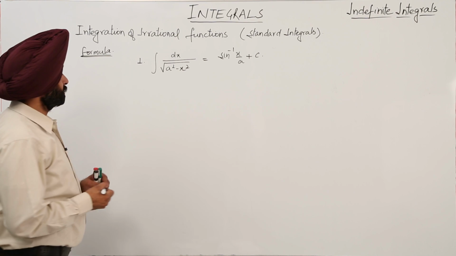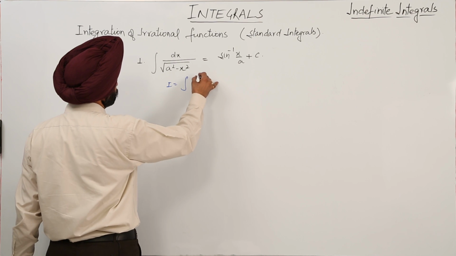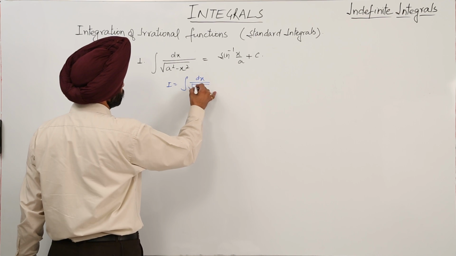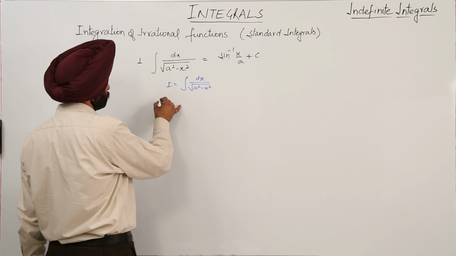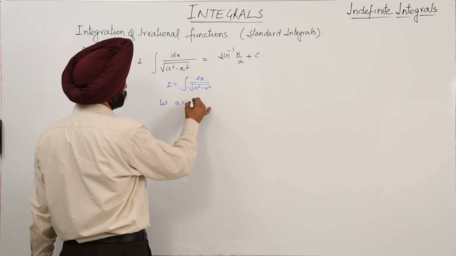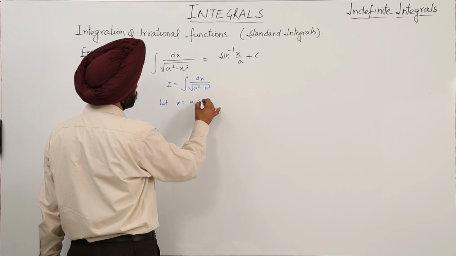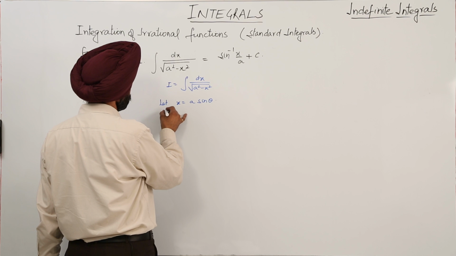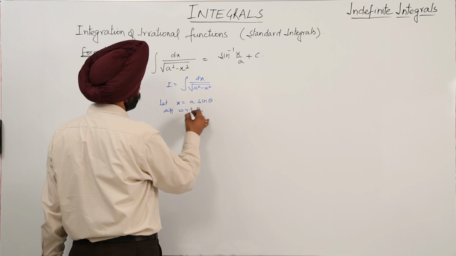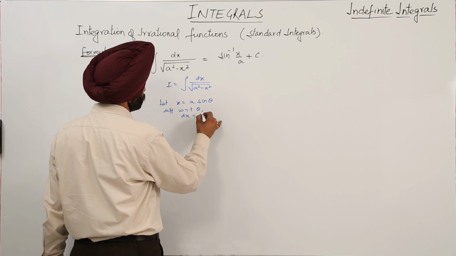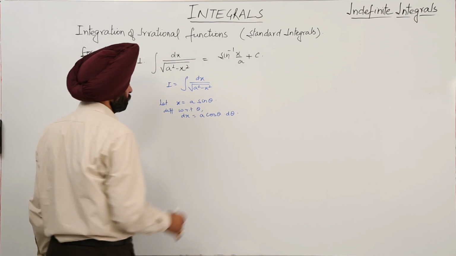Let's derive the first result. Now, integration of dx upon under the root a square minus x square. Now, let x is equal to a sin theta. Now, differentiating with respect to theta, we are having dx is equal to a cos theta d theta.